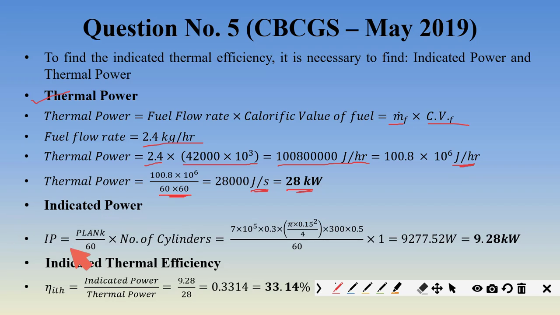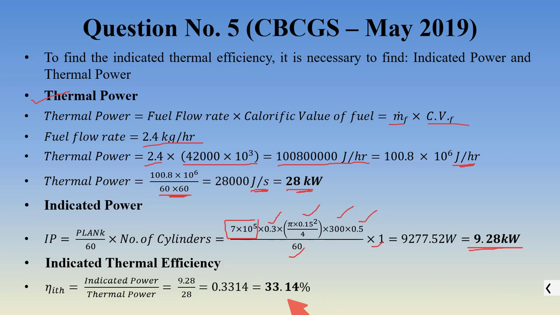What is indicated power? I just told you, P L A N K upon 60 into number of cylinders. This is your indicated mean effective pressure. This is your stroke length. This is the area of your cylinder. This is the RPM. This is 0.5 because it is a 4-stroke engine, divided by 60 into number of cylinders. So you get your indicated power. Now to find indicated thermal efficiency, you just have to put indicated power divided by thermal power. So you get your indicated thermal efficiency, right? So this part is done.